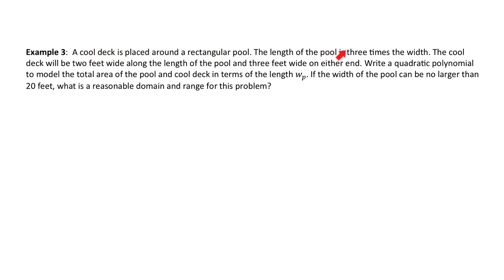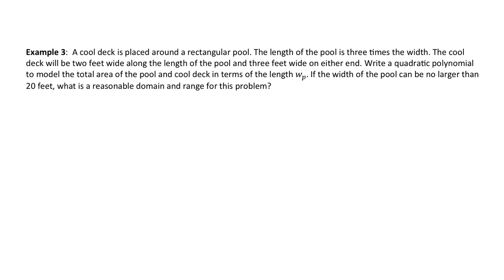The length of the pool is 3 times the width. The cool deck will be 2 feet wide along the length of the pool and 3 feet wide on either end. Write a quadratic polynomial model for the total area of the pool and the cool deck in terms of the width of the pool, WP. If the width of the pool can be no larger than 20 feet, what is a reasonable domain and range for this problem? We got a lot of things going on.